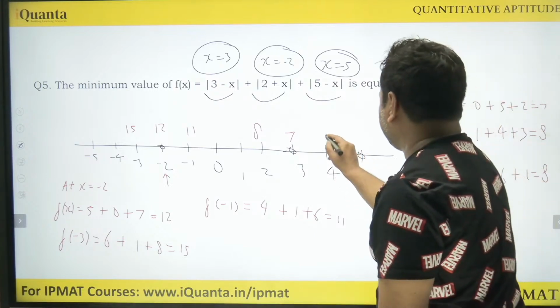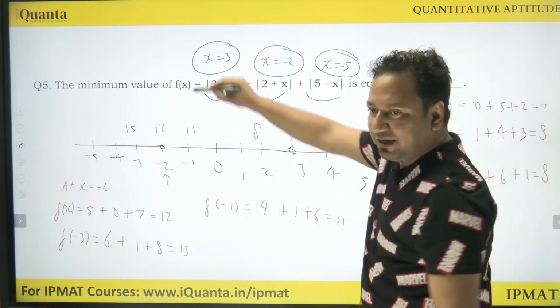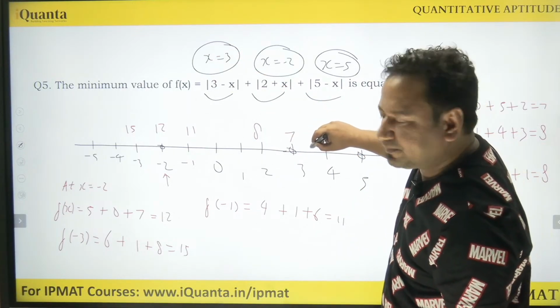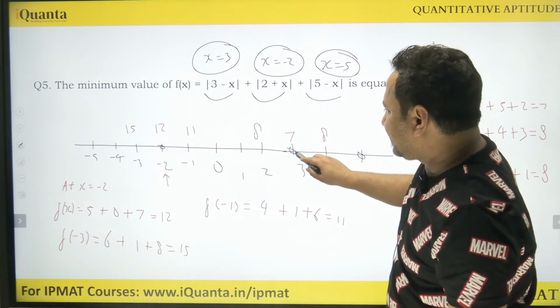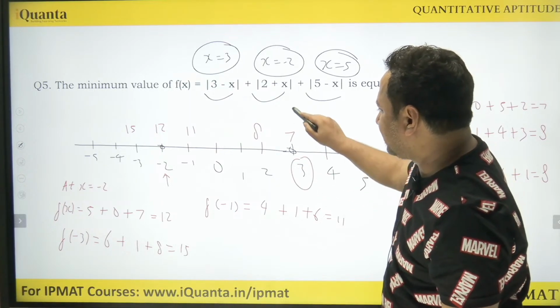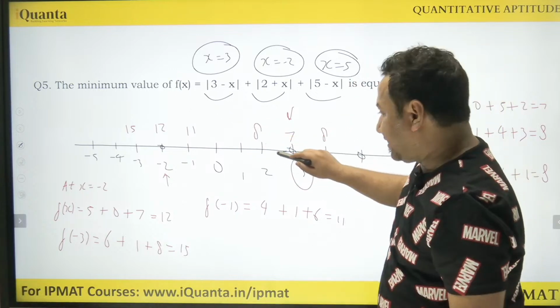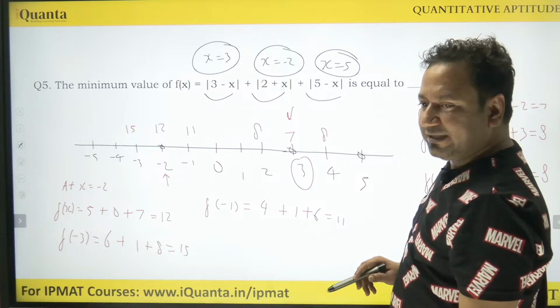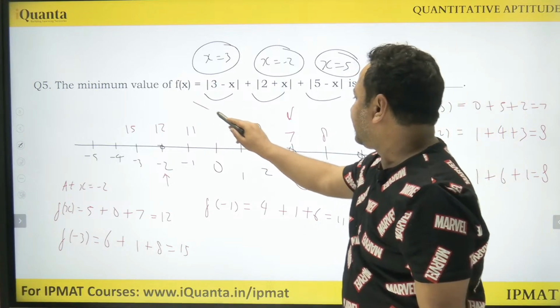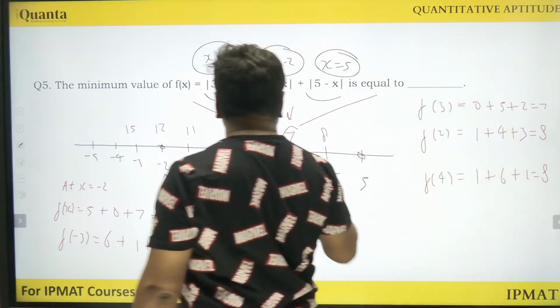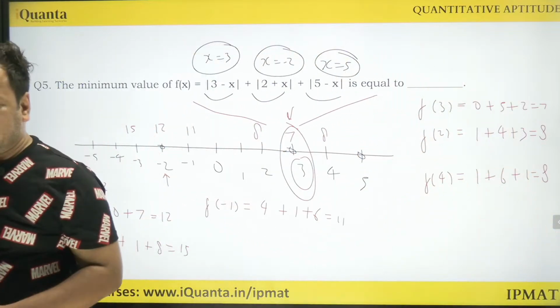So now you can see one thing, the graph is decreasing. And at x equal to 3, we got the least possible value. As you can see, it's going down, decreasing, decreasing, decreasing, and then increasing again. That means at x equal to 3, that is 7, we get the correct answer.